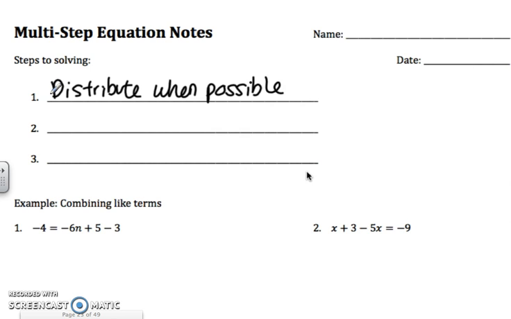Okay, so on number one, you may not have to distribute every time, but if you do see parentheses, you do need to distribute first. If there are no parentheses, that means on step two, we're just going to have to combine like terms. Once you combine like terms, the last step is just to solve a two-step problem.